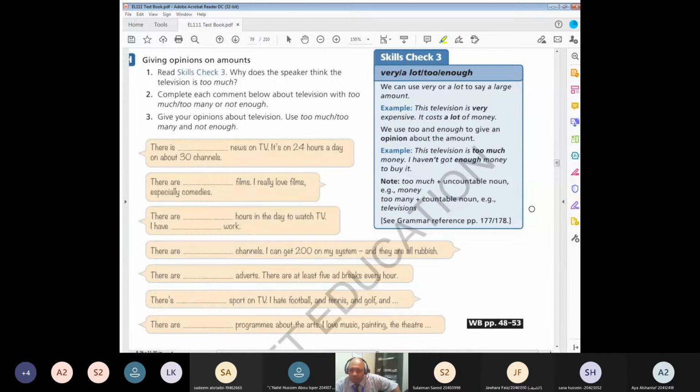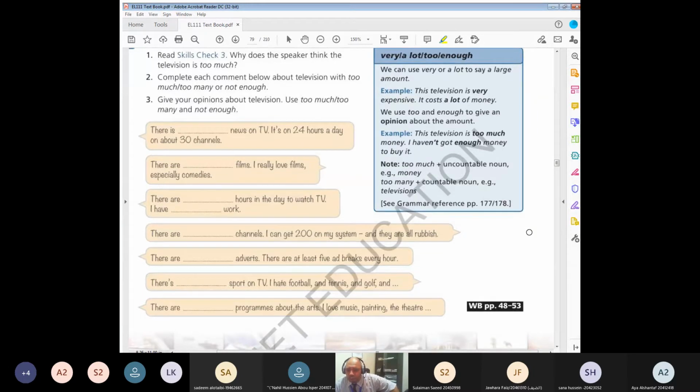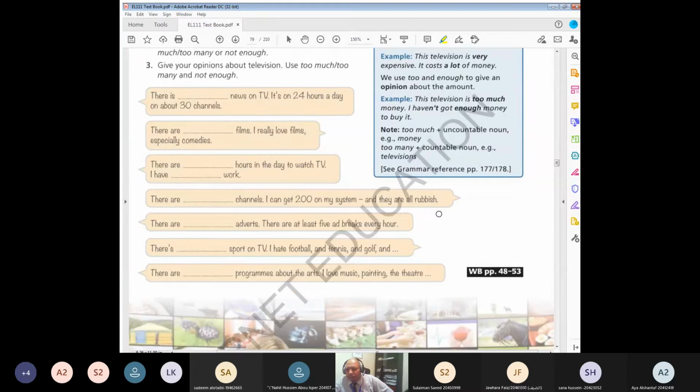So we use too and enough to give an opinion about the amount. So too and enough is about giving your opinion. When I say this television is too much money, this is when I use the word too. I could have said that it is much money. But if I'm using too, it means that I am giving my own opinion about how high the price is. I haven't got enough money to buy it. Okay. So too much is used with uncountable nouns, and too many is used with countable nouns. Yeah, of course.